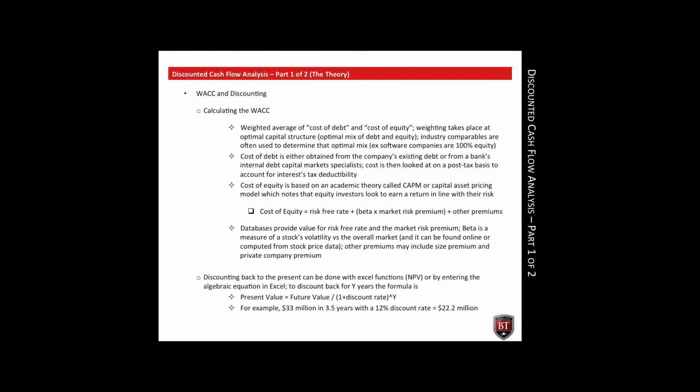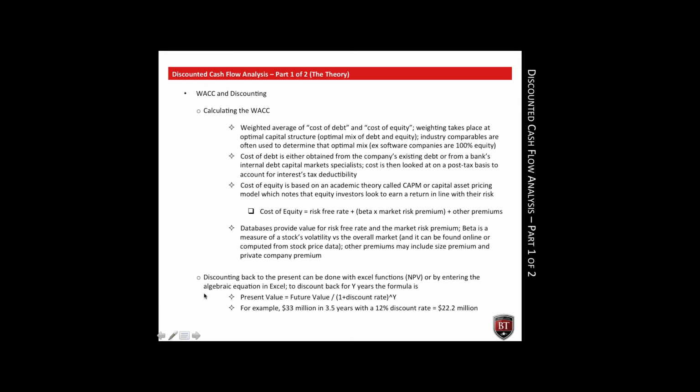So that covers the WACC, and the textbook that's part of this course does a great job going in depth into the WACC theory and calculations. Let's finally talk about discounting back to the present. That can be done either with an Excel function, the NPV function. I think it's better to use the actual algebraic equation just to make sure that you understand it and you can change it for certain variables.